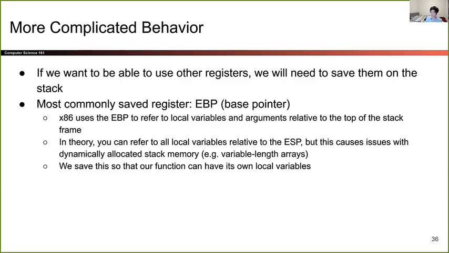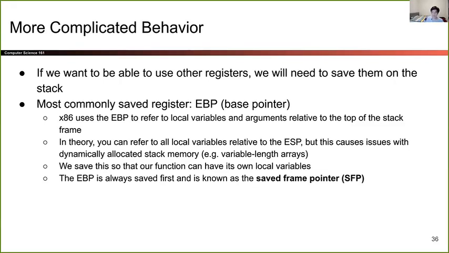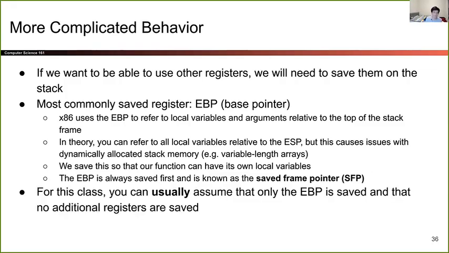We also save this so that our function can have its own local variables, because we want local variables in our functions. So we're going to need to save the EBP so that we can have a new EBP of our own. The EBP is always going to be saved first. And when we save it on the stack, it's known as the saved frame pointer, SFP. So normally when we're working with stack diagrams, you'll see SFP and RIP on the stack diagrams.